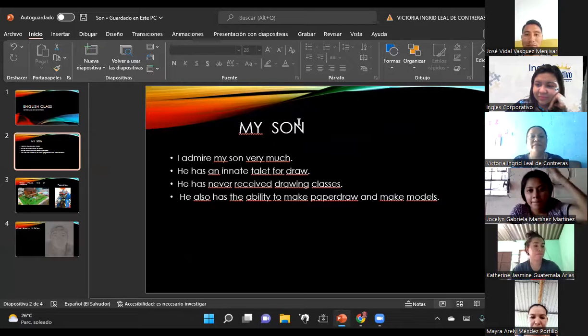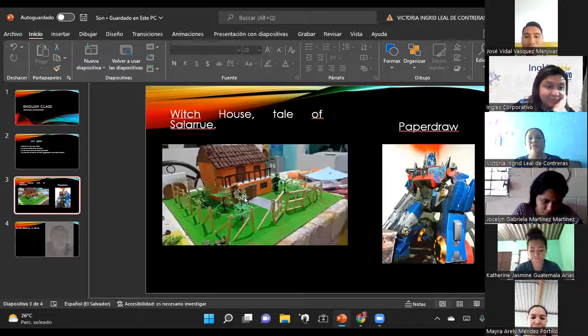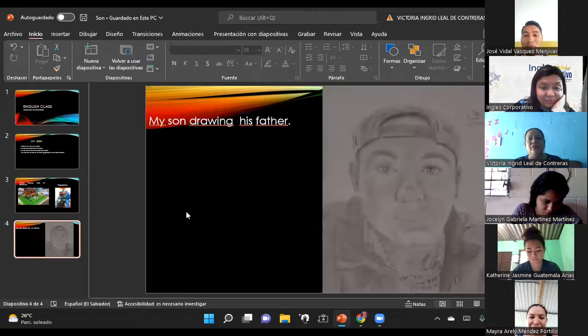I admire my son very much. He has an innate talent for drawing. He has never received drawing classes. He has the ability to make paper drawings and make models. For example, a house, a tale, a representation, the paper drawing technique. Drawing my son driving his father. Thank you.